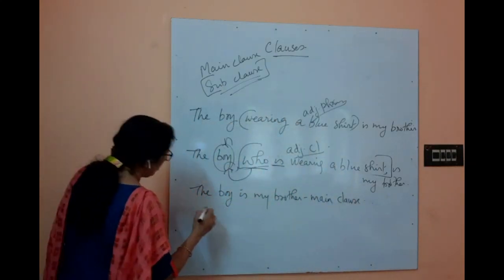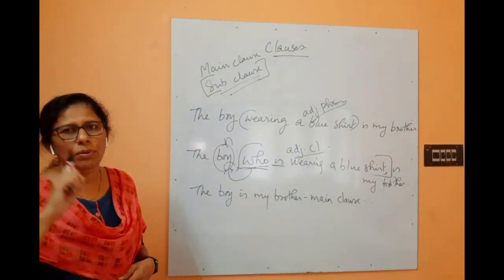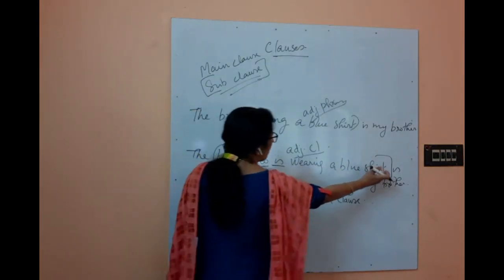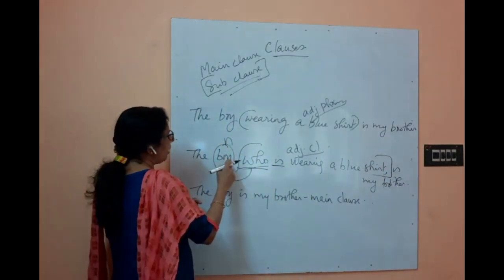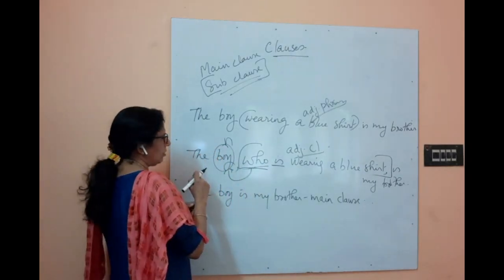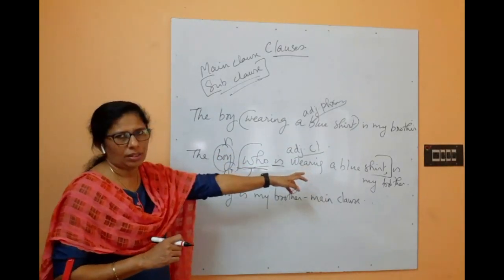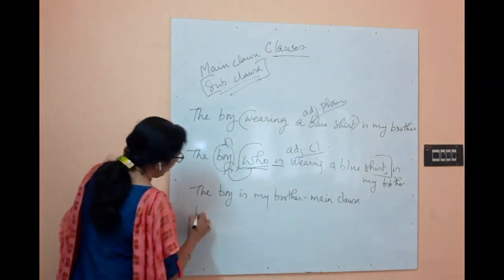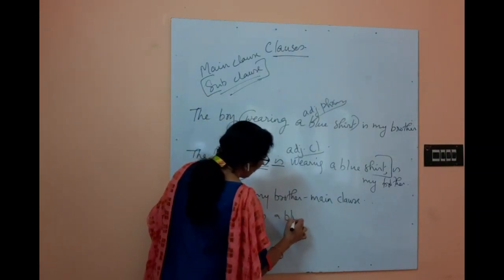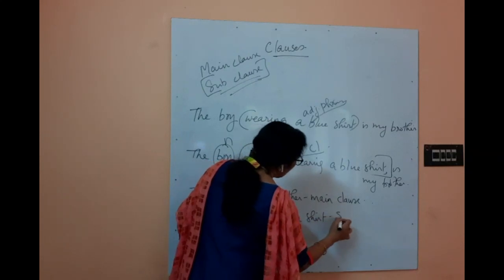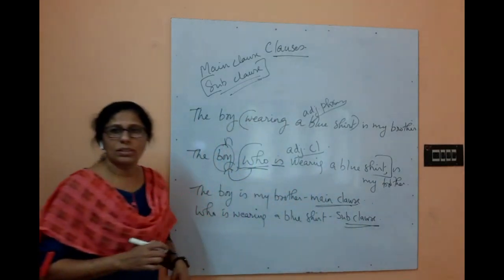Which is a subclause? The adjective clause, adverb clause or noun clause which we are picking out are called subclauses. If you take who is wearing a blue shirt alone, is it meaningful? No, it will be meaningful only when it is connected with the main clause. It depends on the main clause for its existence. So who is wearing a blue shirt is the subclause. I hope this is understood to all of you.